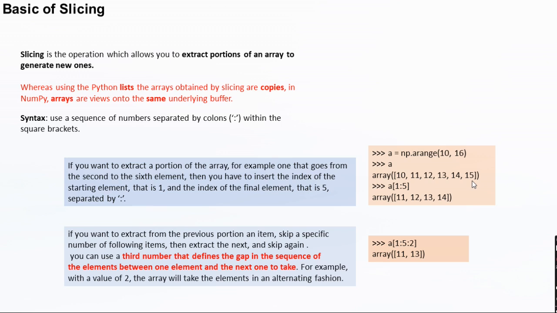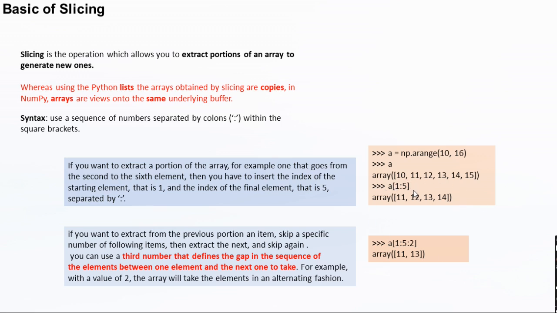So I want to slice out a portion. Let's say I want to slice out from 11 to 15. So within the square brackets write 1 colon 5. Basically it's the index, right? So 0, 1, 2, 3, 4, 5. That's the index. So 1 colon 5. Then what happens? A new array is generated here, and this is a sliced out part of the array.